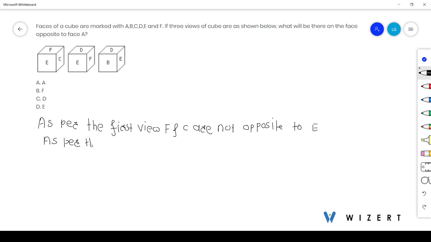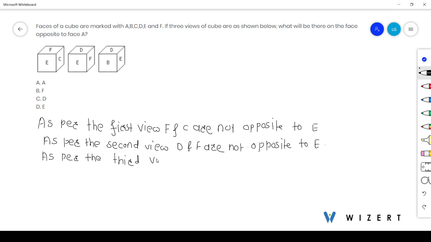Similarly, as per the second view, we can observe that D and F are adjacent to E. So, D and F are not opposite to E. And as per the third view, we can observe that D and B are adjacent to E. So, D and B are not opposite to E.